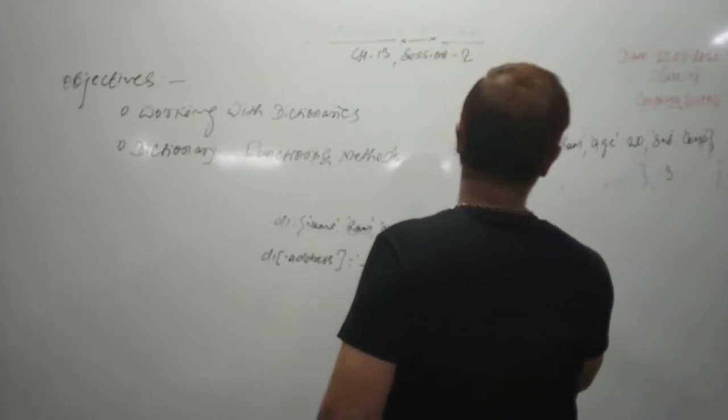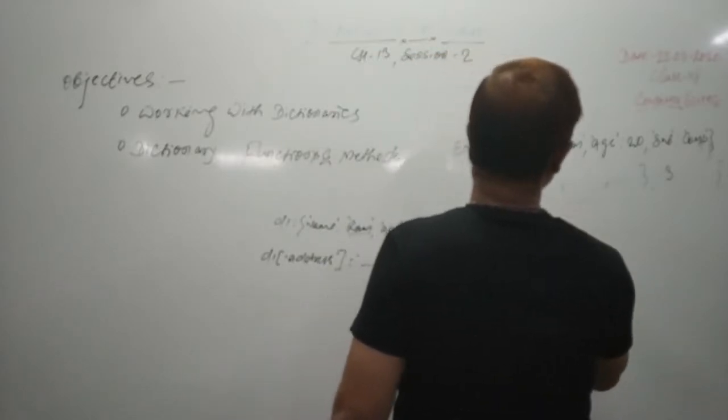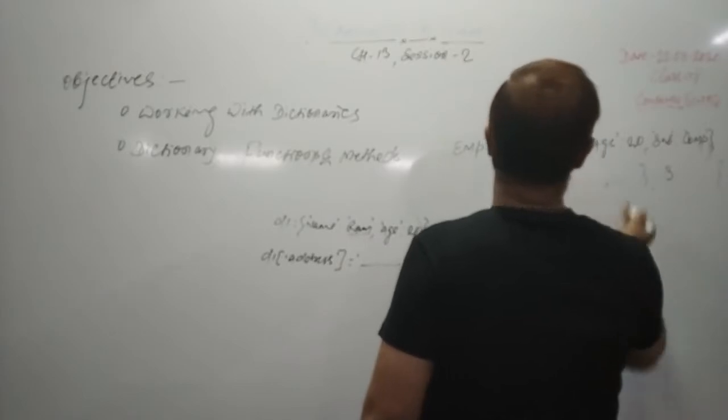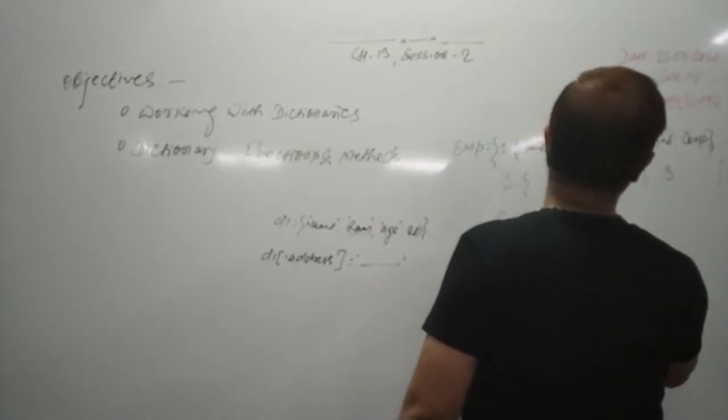Simply, if you use a for loop, for k in, and then you use the dictionary EMP. Sorry, there is a light problem.